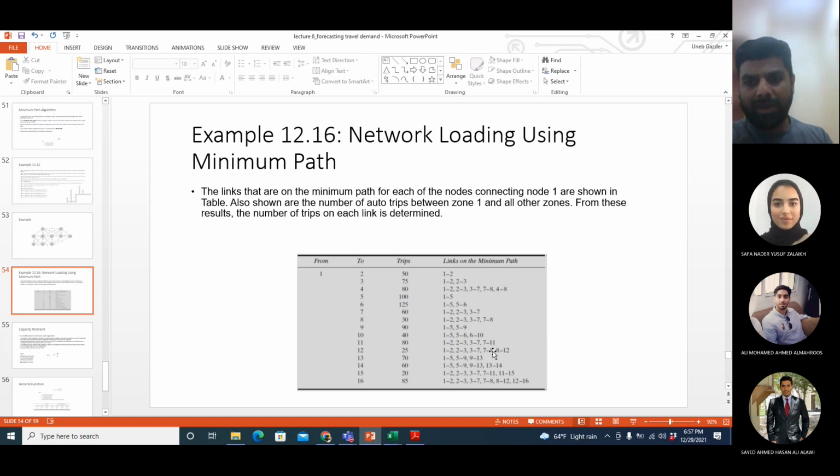So first of all, you find out the quickest path. And then you see on that path how many people want to go. Okay, and one link can be the common link between different zones. So the trips between all those zones will be added to that link.